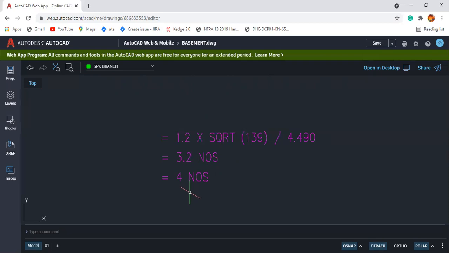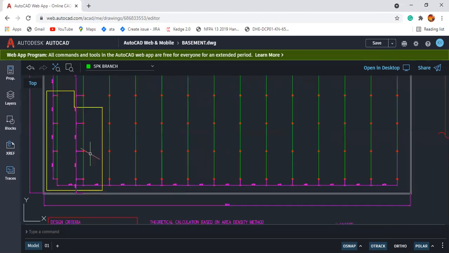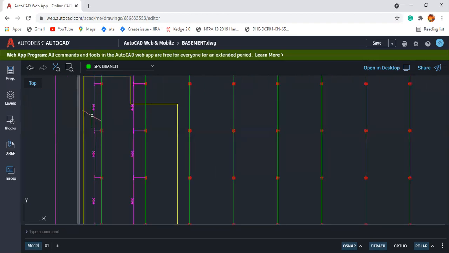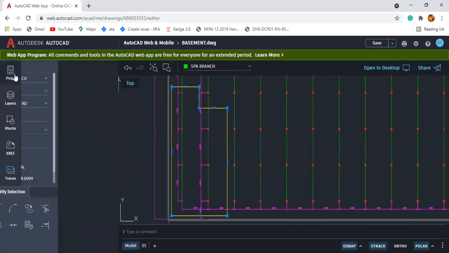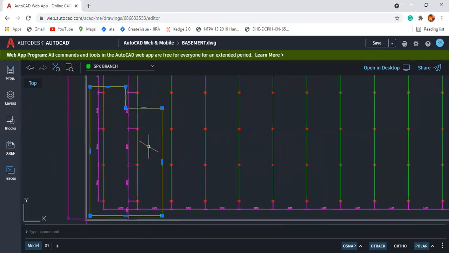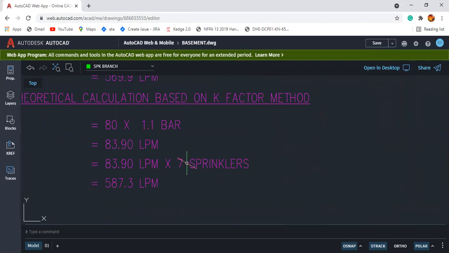Maximum of four numbers. So prior to finishing this one, while selecting and calculating the number of sprinklers inside the design area, you have to keep this in mind. You have to use this formula. So as per the formula, I took a maximum of four numbers on this branch line, here four and here three. You can see this boundary line is 139 square meter. So we got the answer: total seven operating sprinklers.